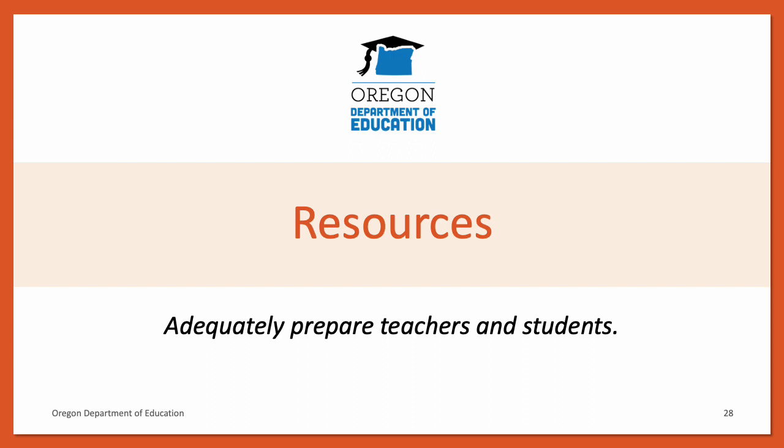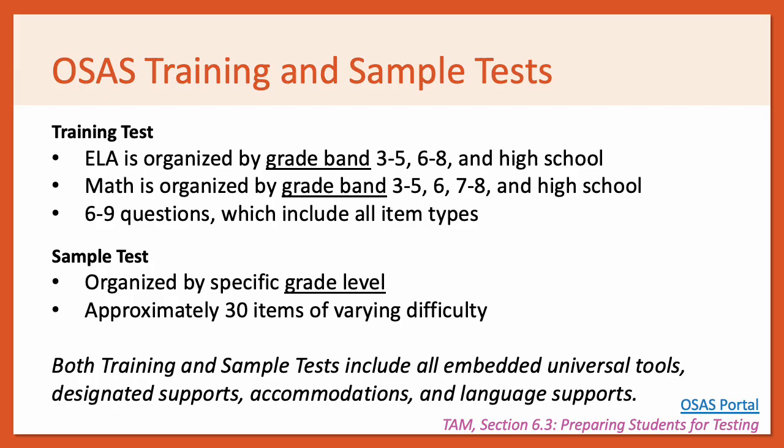Our final topic is resources that can adequately prepare both teachers and students for Oregon's state tests. There are 2 different practice tests available through the OSAS portal. First is the training test, which is aligned to grade bands. Training tests include 6 to 9 questions and are designed to allow students to try out embedded tools and supports, as well as to interact with each of the different item types. In ELA, training tests are available for grades 3 through 5, grades 6 through 8, and high school. For math, training tests are available in grades 3 through 5, grade 6, grades 7 and 8, and high school.